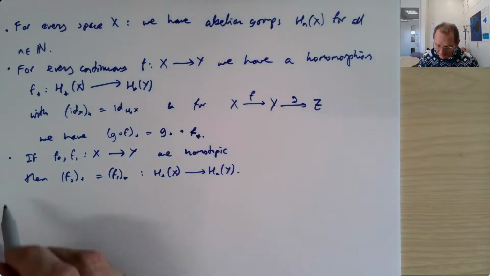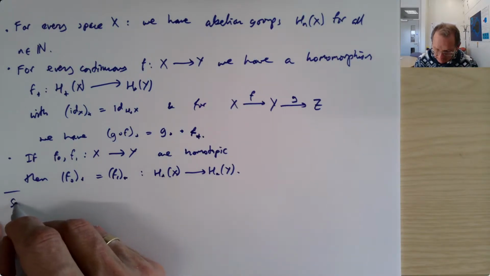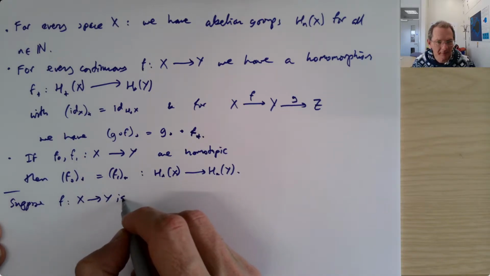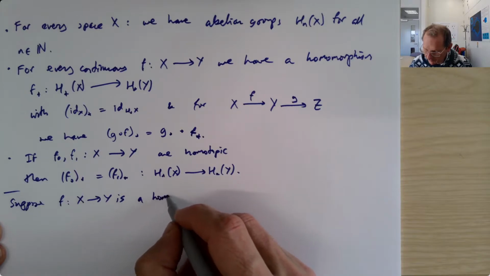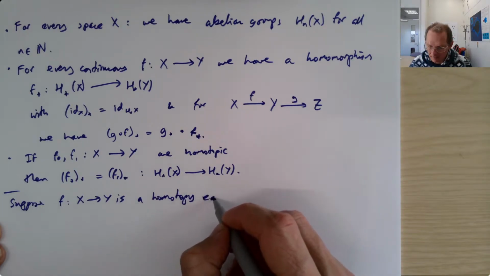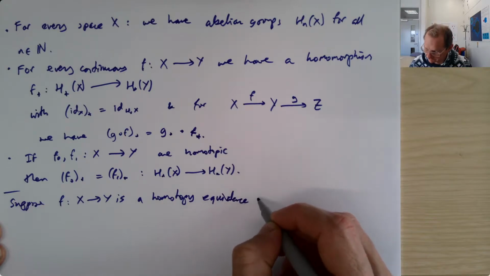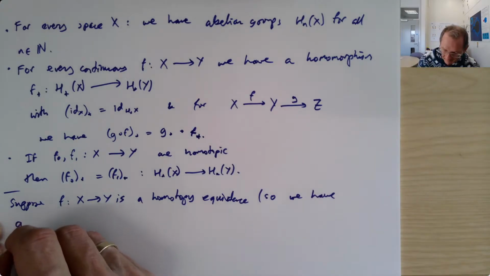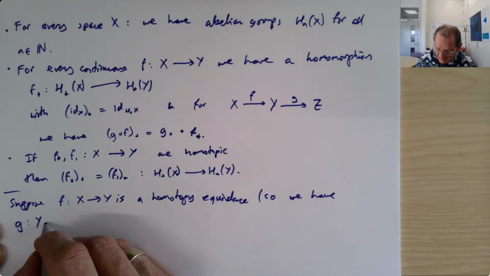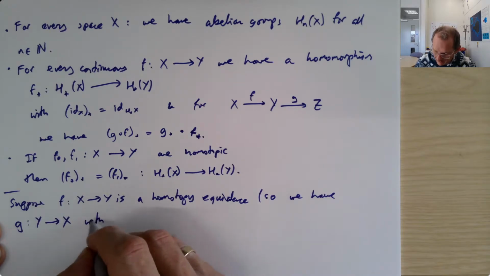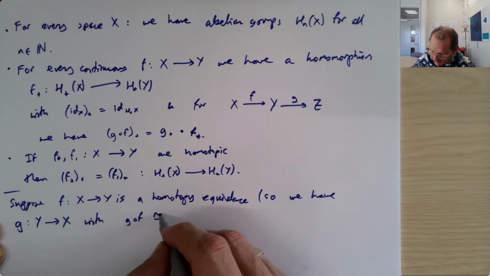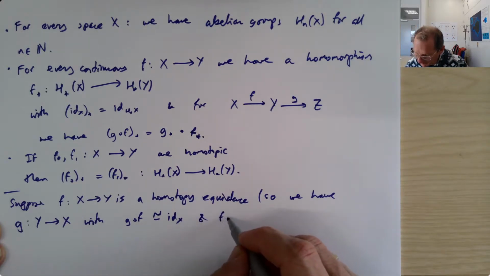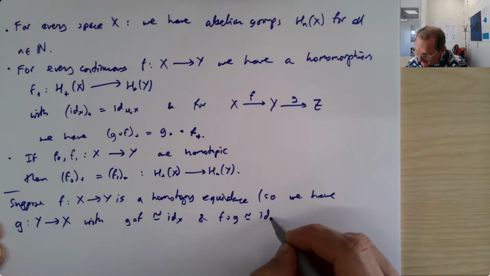And a key consequence of that: suppose F from X to Y is a homotopy equivalence. So what does that mean? It means we've got some G in the opposite direction, G composed with F homotopic to the identity on X, and F composed with G homotopic to the identity on Y.